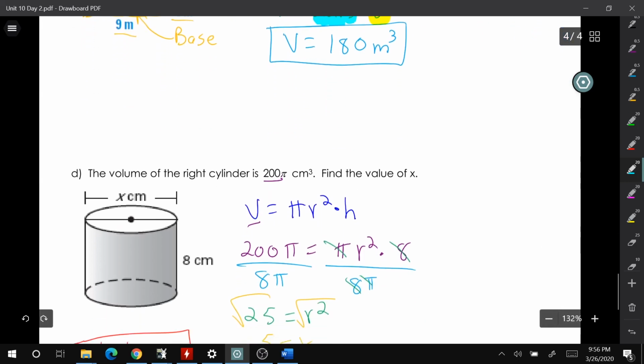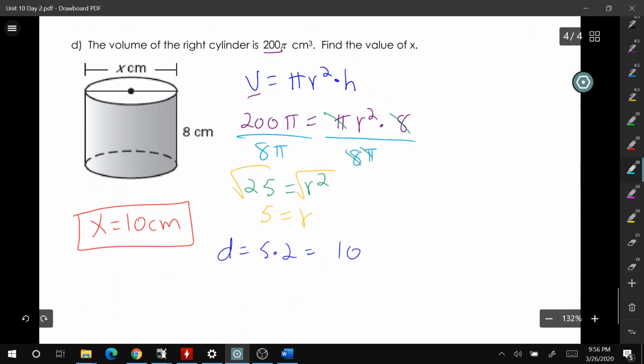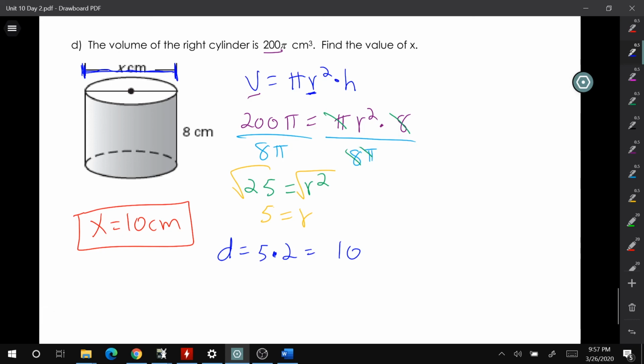And then for letter D, it's almost exactly like the one that we did earlier, example number 3, but what you had to do is at the very end, once we got the radius, you had to multiply that times 2, because x up here is the diameter of the circle. The formula for volume gives us the radius. So once we find that radius, we need to multiply by 2 in order to get the diameter.